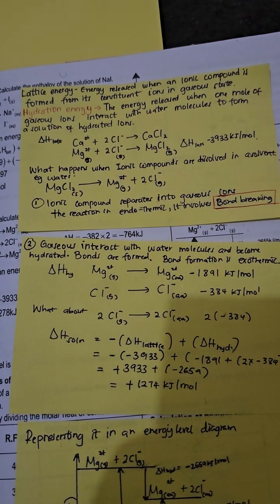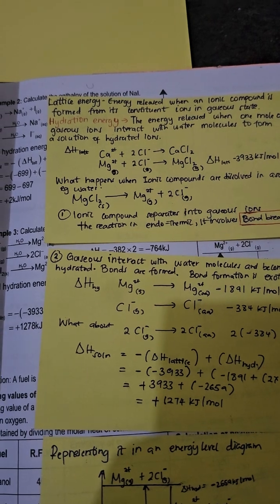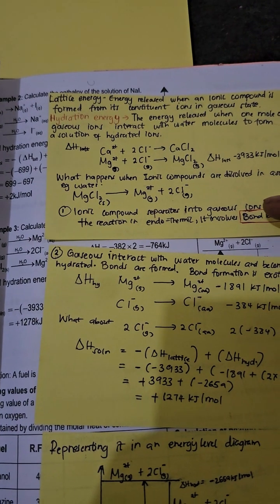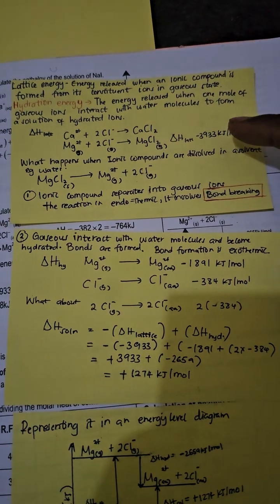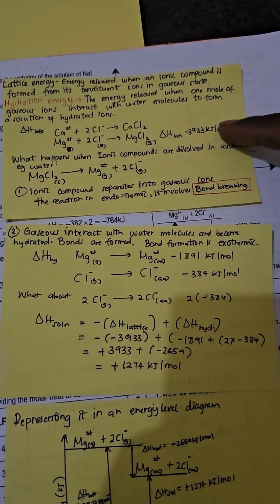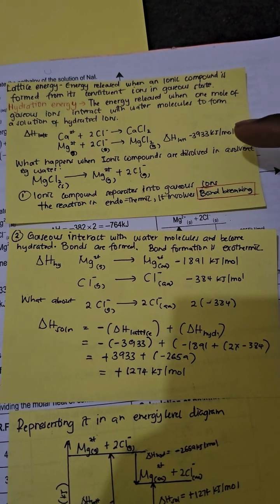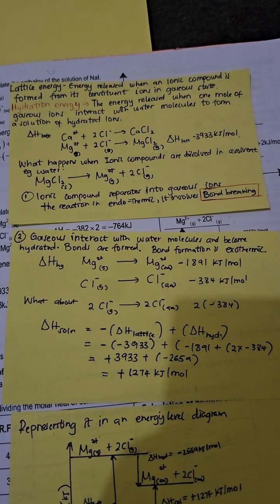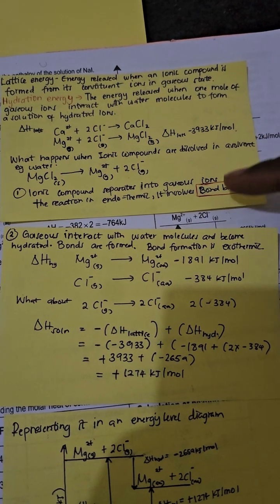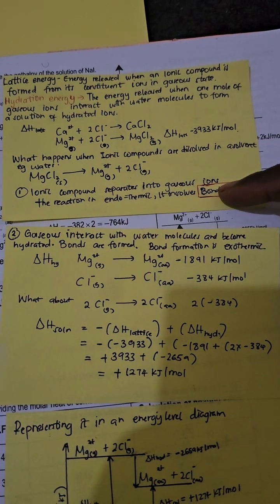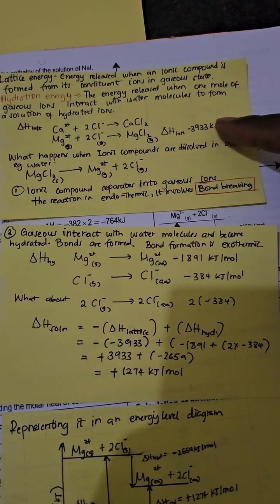Number 2, I want you to know this: the same amount of energy that was lost during bond formation is the same amount of energy that will be absorbed. So this energy here will simply be the negative of the lattice energy.